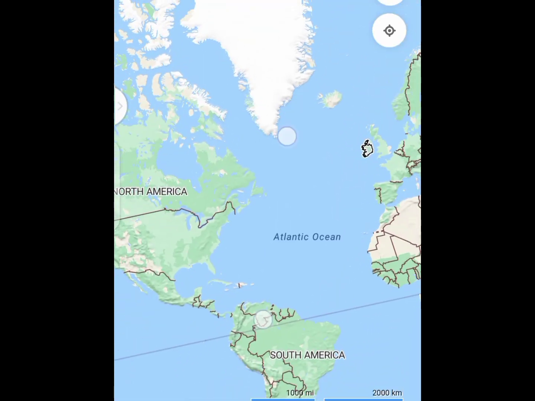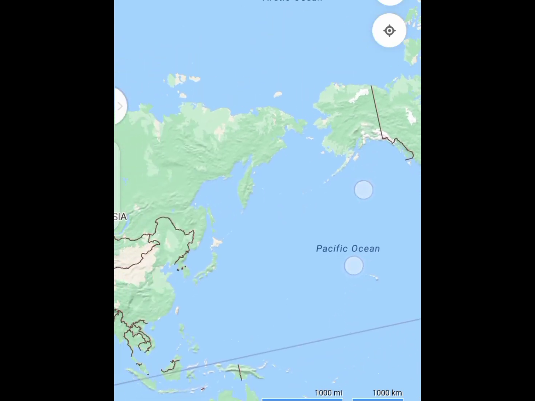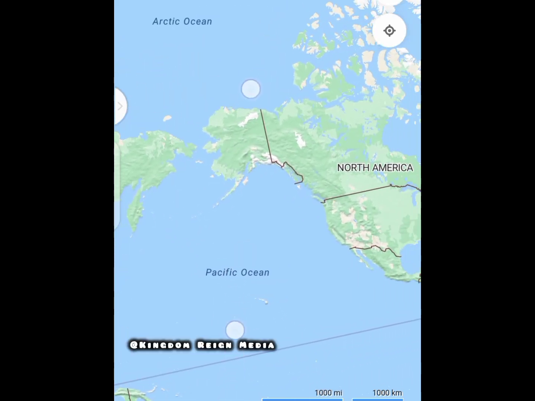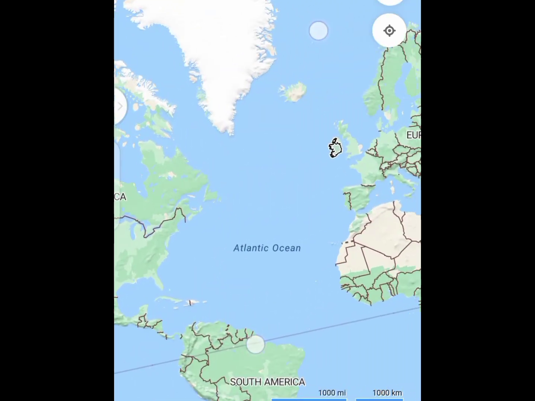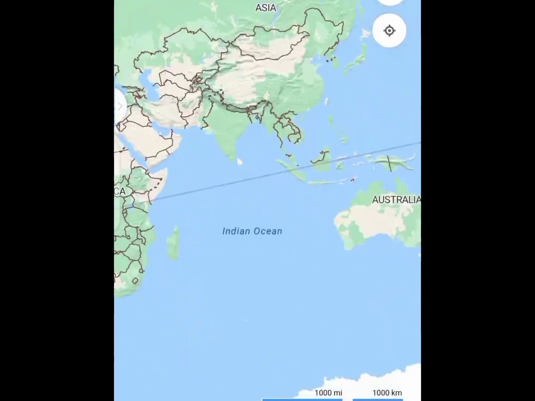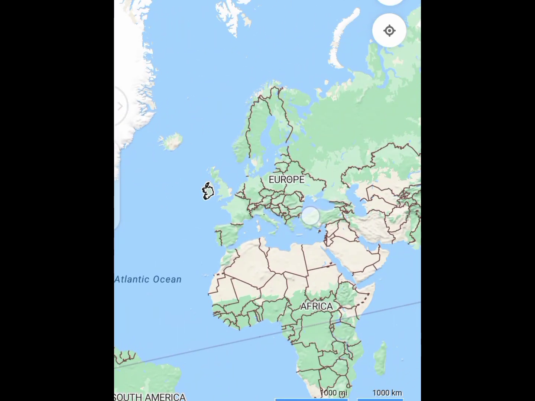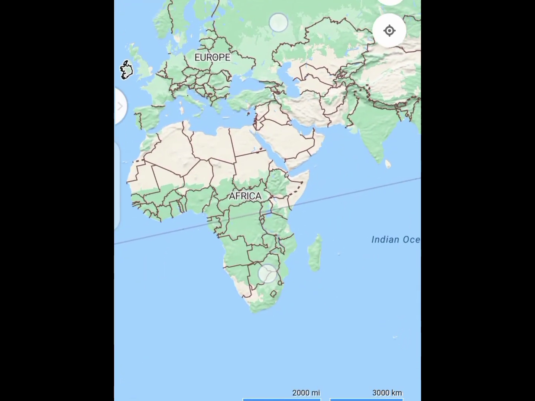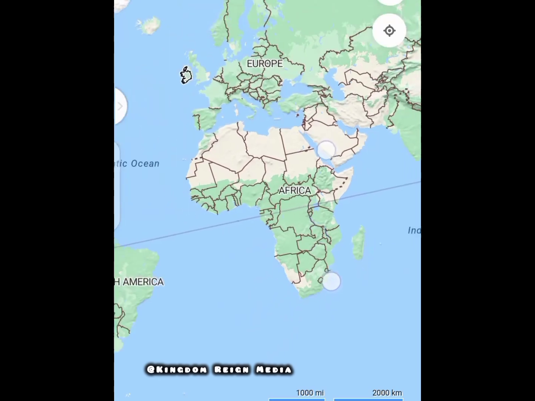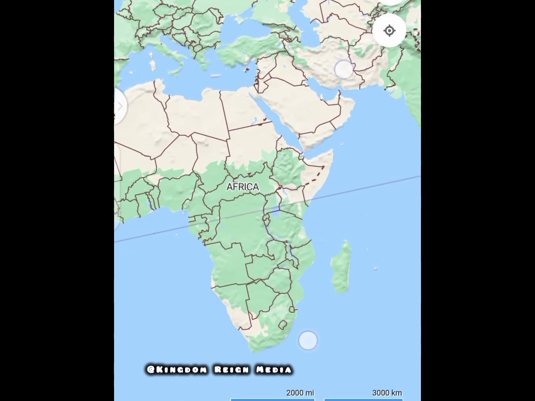Okay, right now, I'm going to mention the continents of the world for you who don't know. We have Asia, we have Europe, we have Antarctica, we have Australia, we have North America, we have South America, and we have Africa. Now look at Africa, zooming in.